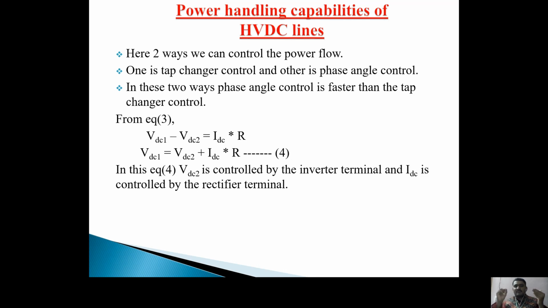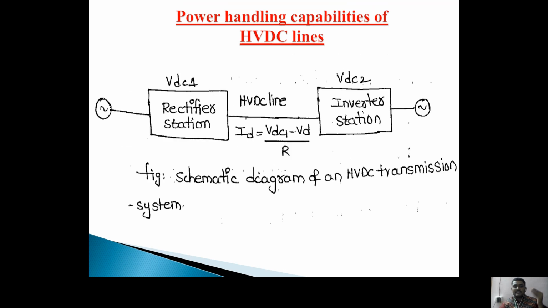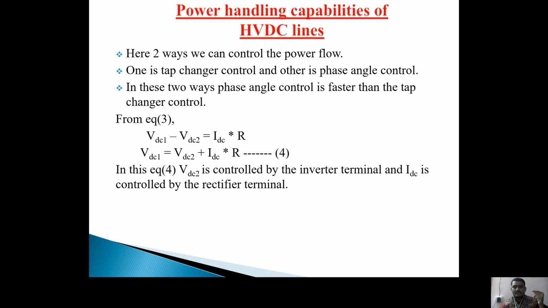So from equation number 4, VDC2 is controlled by the inverter terminal and IDC is controlled by the rectifier terminal. Why is IDC controlled by the rectifier terminal? If you observe the previous diagram, the IDC is in between the rectifier station and inverter station, but mainly it is nearer to the rectifier station. That's why I'm telling this point: VDC2 is controlled by the inverter terminal and IDC is controlled by the rectifier terminal.